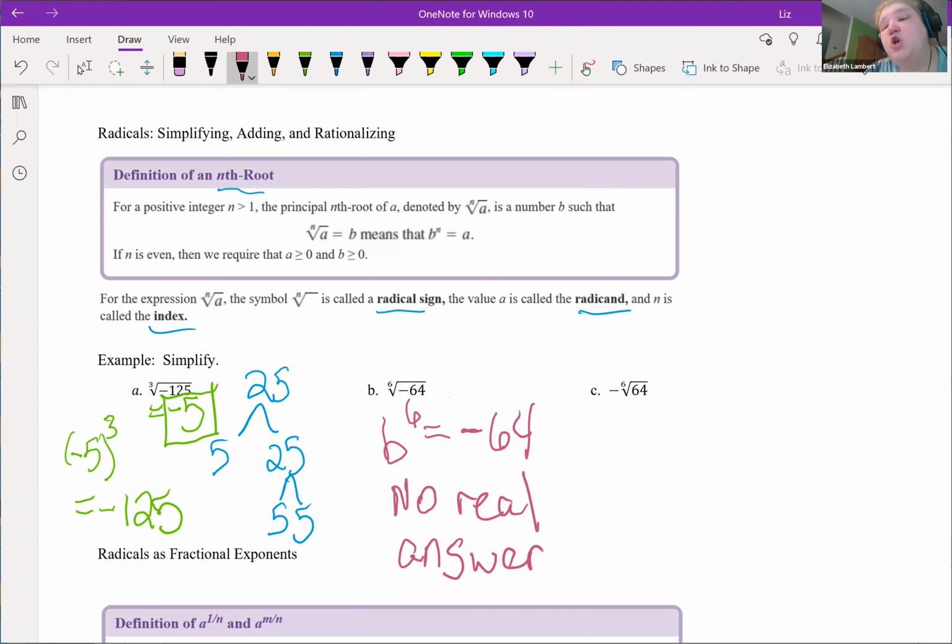So we're going to go with a no real answer. And now over here, the negative on the outside, certainly I can calculate this. So what I really need to know is 64 is what number?